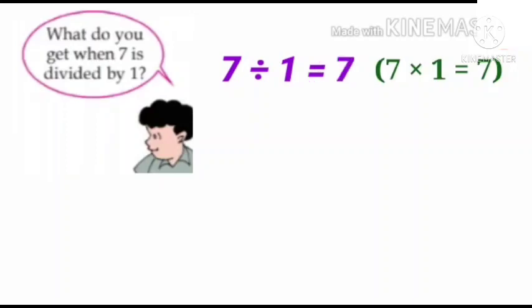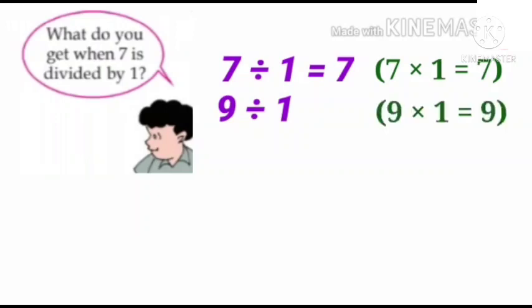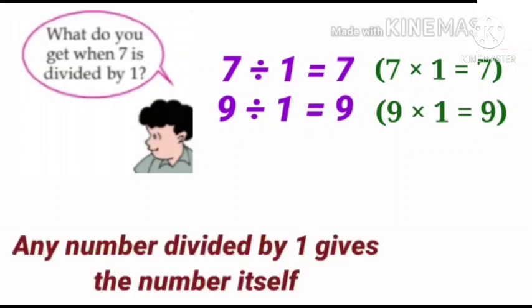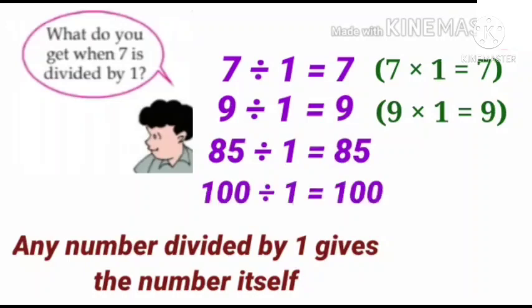Children, see another example. 9 divided by 1. Children, how many ones make 9? Yes, 9 ones make 9. That is 9 into 1 equals 9. So children, 9 divided by 1 equals 9. Children, from this you should remember one thing. Any number divided by 1 gives the number itself. That is 85 divided by 1 equals 85. 100 divided by 1 is equal to 100.